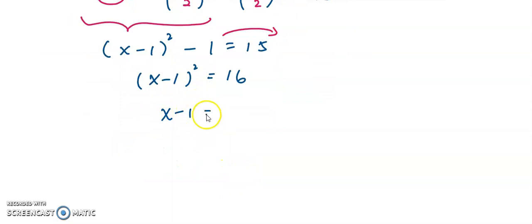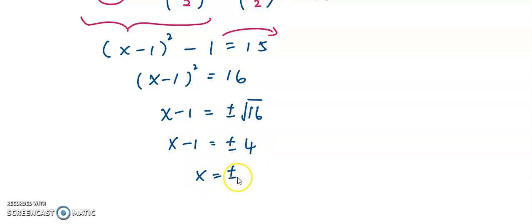And then in order to get x, I will eliminate the square by taking the positive and negative square root of 16. And lastly, I will have positive negative 4, then positive negative 4 plus 1. So you have the two solutions or two roots for this equation. You get positive 4 plus 1, that is 5, or the other x is negative 4 plus 1, which is negative 3.